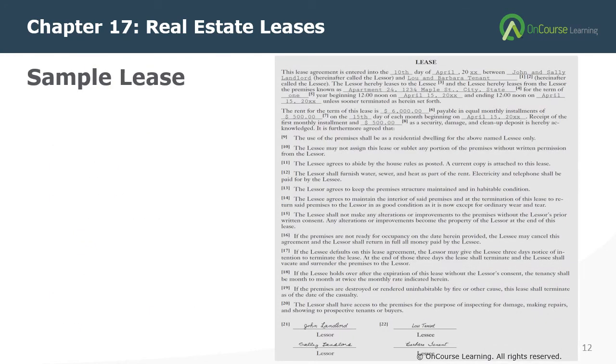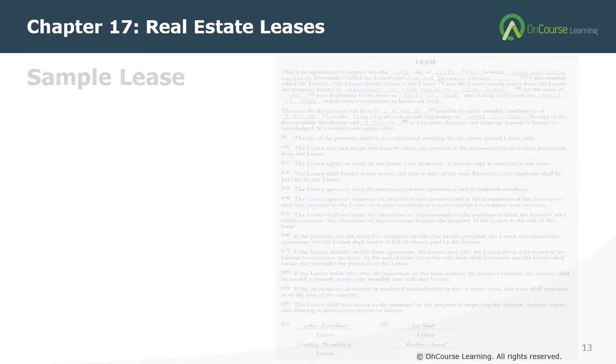Here's an example of a sample lease. All of the common clauses that we talked about are included in this lease, and it also includes all the elements of a valid lease.